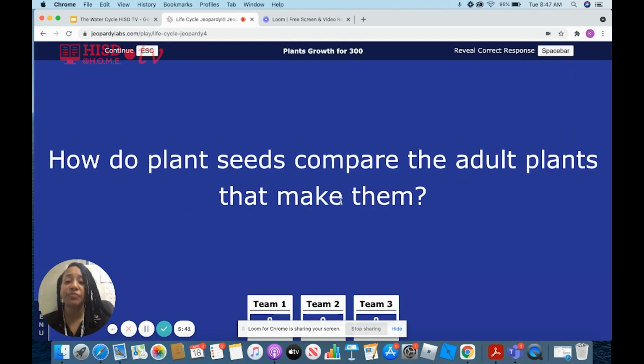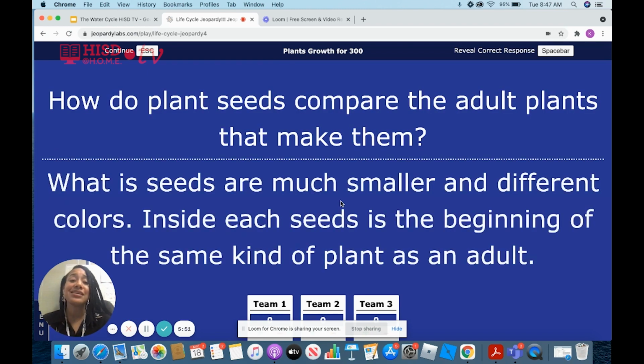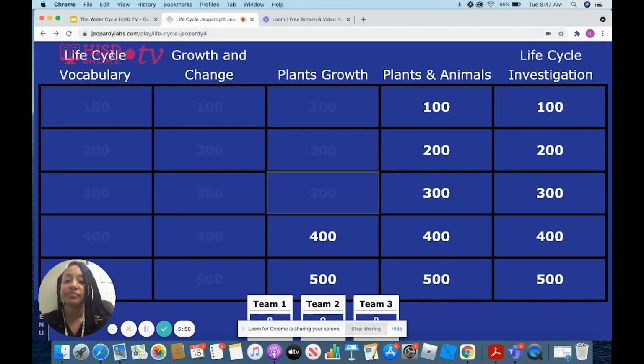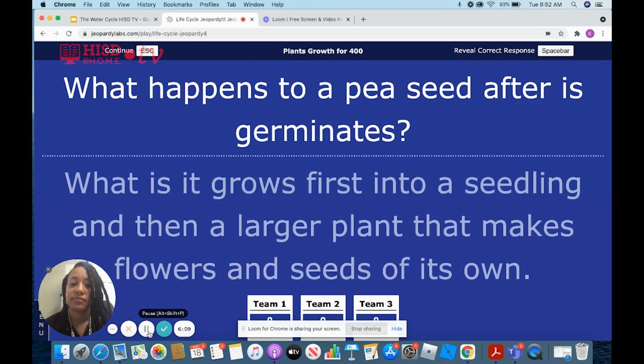Plant growth for 300. How do plant seeds compare to the adult plants that make them? Correct again. So those seeds, they are much smaller and different colors. So inside each seed is the beginning of the same kind of plant as an adult. So what happens to a pea seed after it germinates? It'll grow first into a seedling, then a larger plant, and then make flowers and seeds of its own.